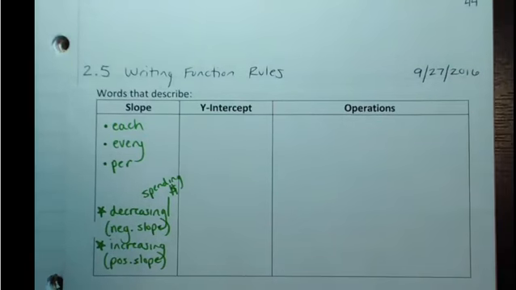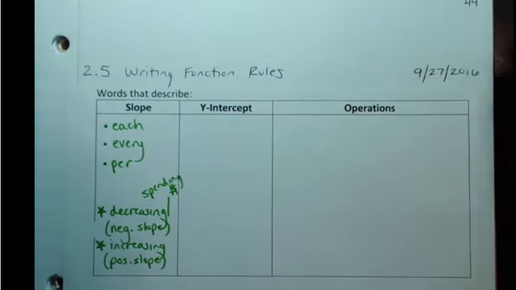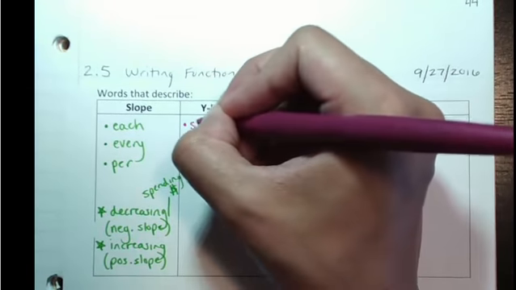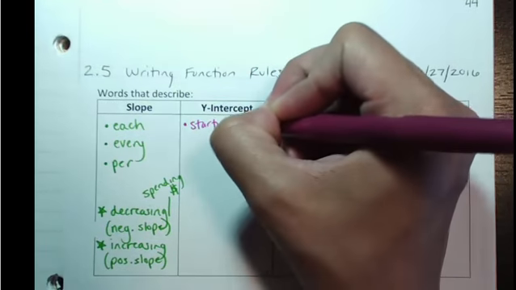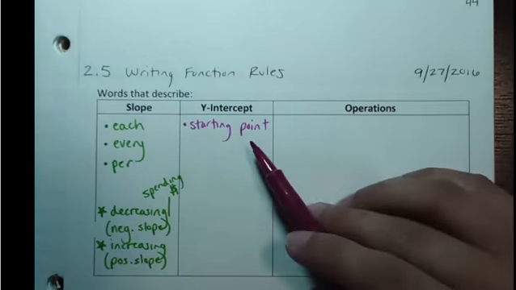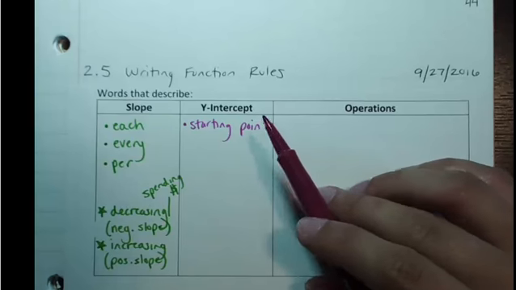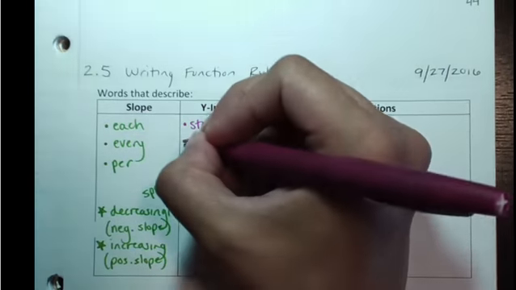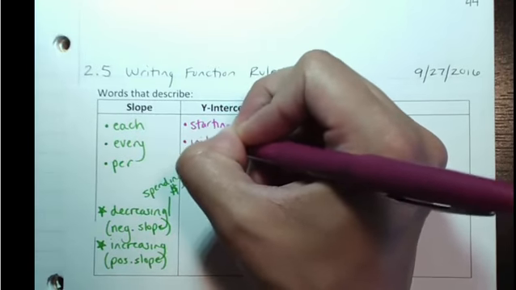Okay, y-intercept. Remember, y-intercept is going to be where it crosses over the y-axis. So again, it could say our starting point. So say you're hiring a painting company to come to your house. They charge you $100 just for the appointment, and then every hour they work is an additional $50. The starting point here would be the $100. That's their base fee that you have to pay them before they even start working. Okay, you also could hear it as the initial fee.